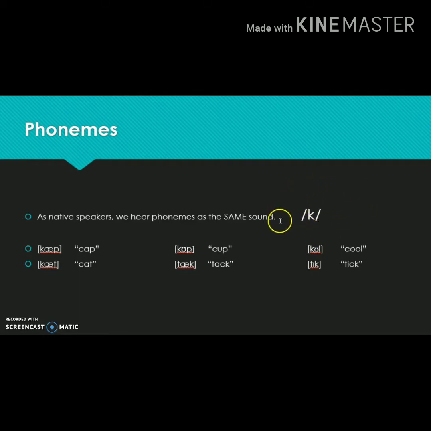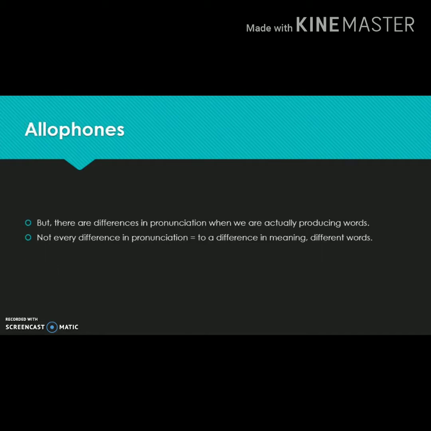And this is the notation for a phoneme. It's the slashes. We write it in slashes. So English has the phoneme k. But there are differences in pronunciation when we're actually speaking. But not every difference in pronunciation results in or leads to a difference in meaning, leads to different words.